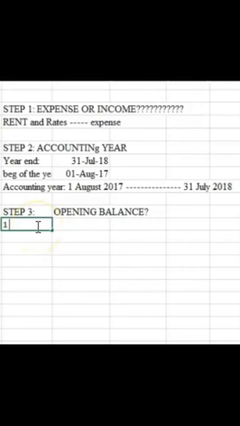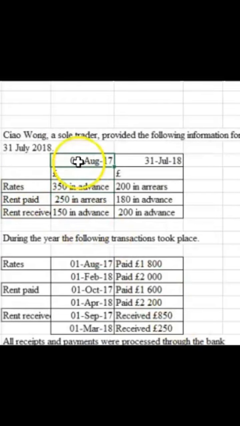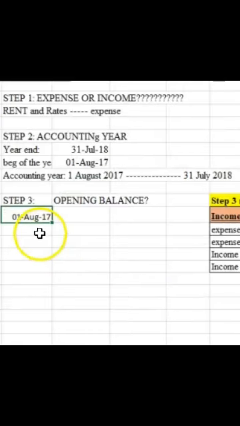In step 3, we need to know the opening and closing balance. To do step 3, we use some rules. I have briefly explained these rules in my previous videos. We begin with opening balance. We check what was happening in the question on 1 August 2017.